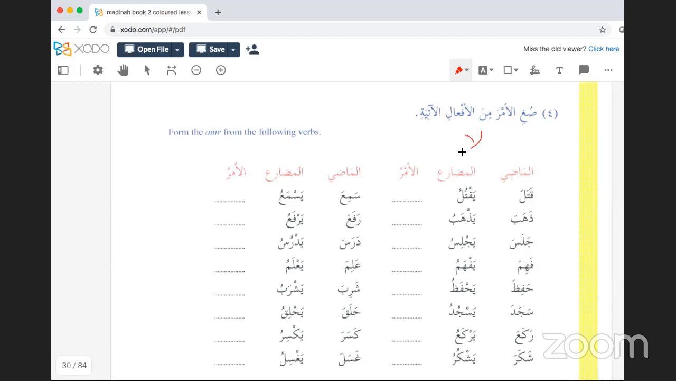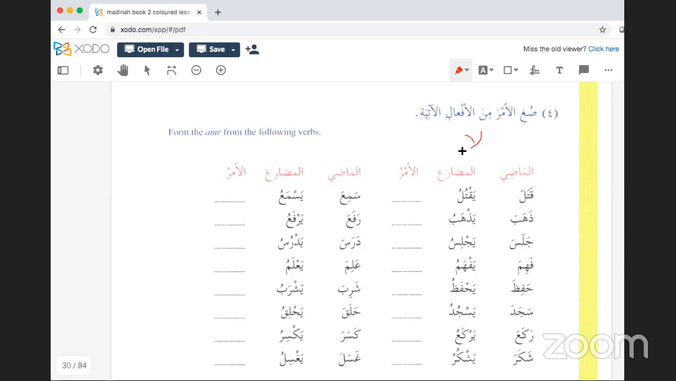Now, lam alif, la has more than one use in the Arabic language. And one of the uses of la is to negate something. For example, لا أذهب إلى السوق كل يوم. I don't go to the market every day. There's another usage of la, which is to prohibit something, very similar to command. It's a command, but in a negative form.